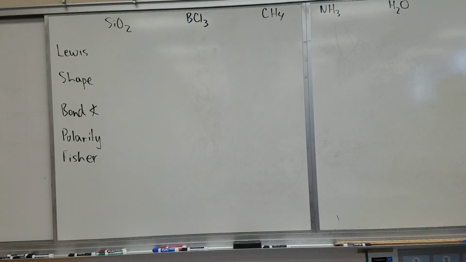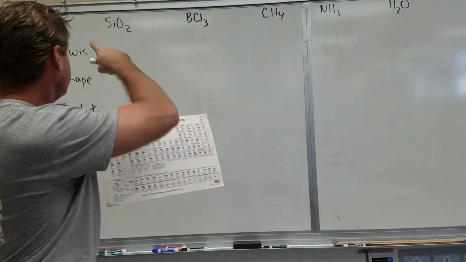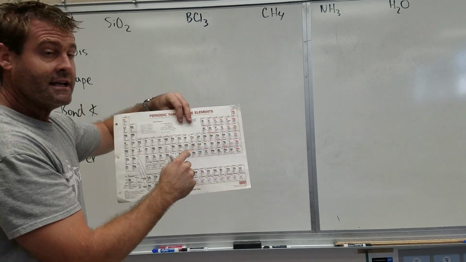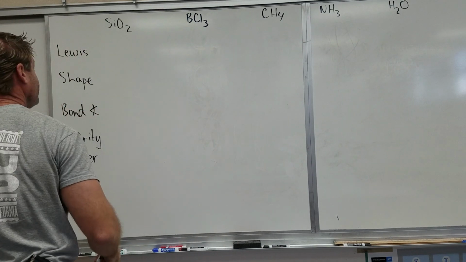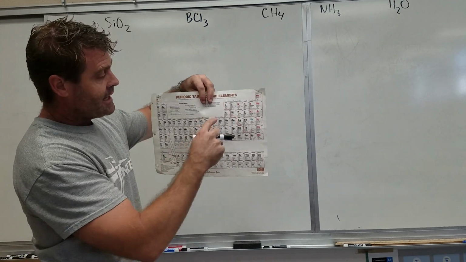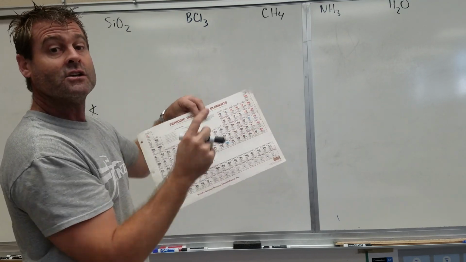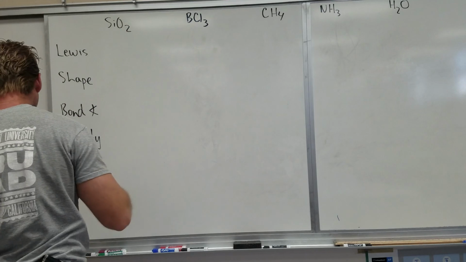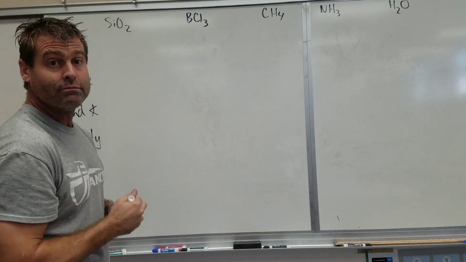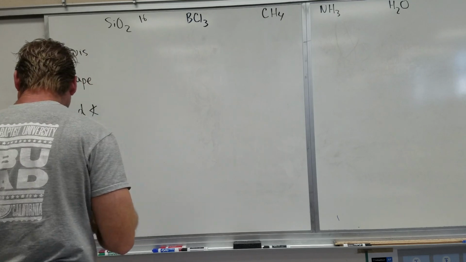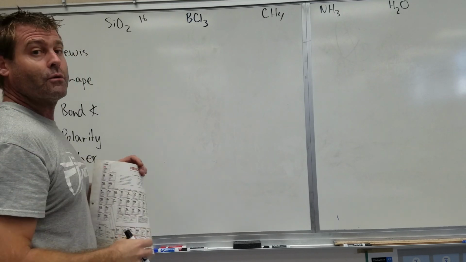First I look at silicon, Si. Silicon is right here. If I count across in that period, it's 4. So silicon has 4 valence electrons. And if I count across for oxygen, oxygen's 6. There are 2 oxygen atoms, each with 6, which is 12, plus the 4 from silicon is 16.